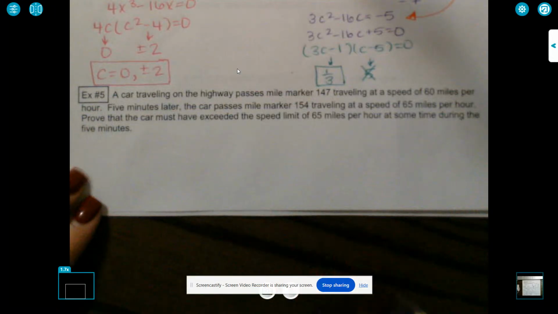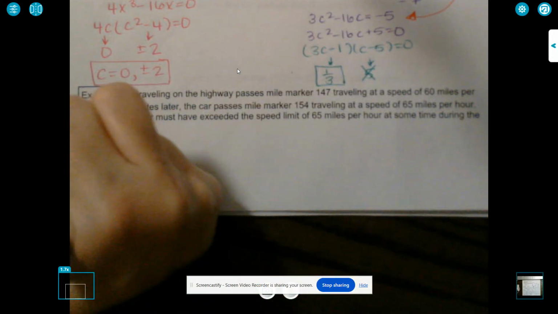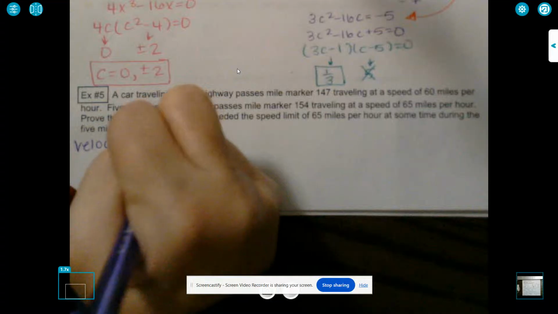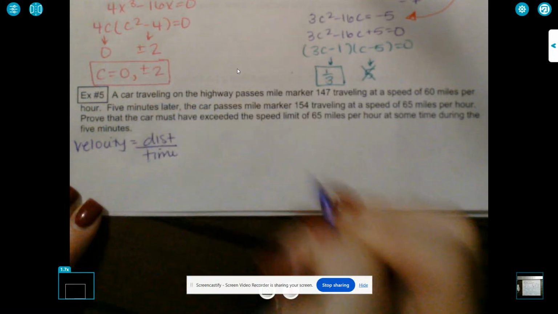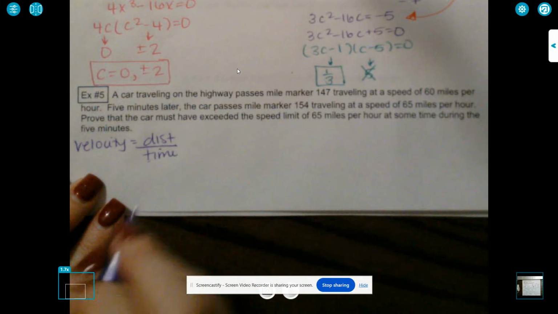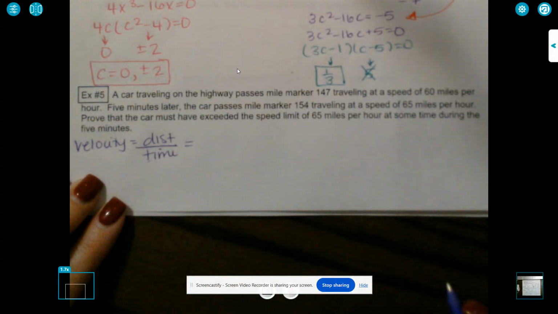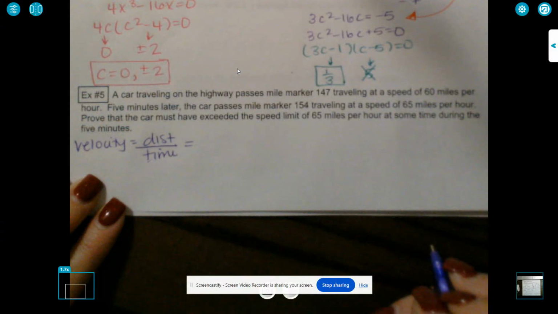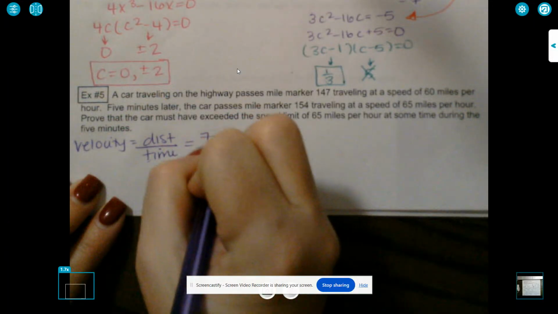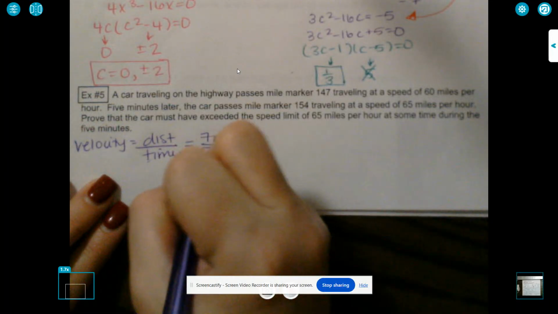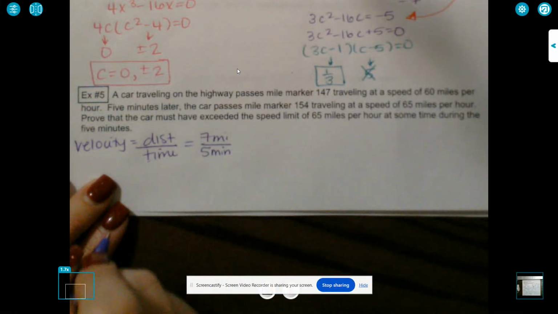We know that velocity is your distance over your time. So in this situation, we traveled from 147 to 154. So that is 7 miles. And then it said 5 minutes later, so in 5 minutes.